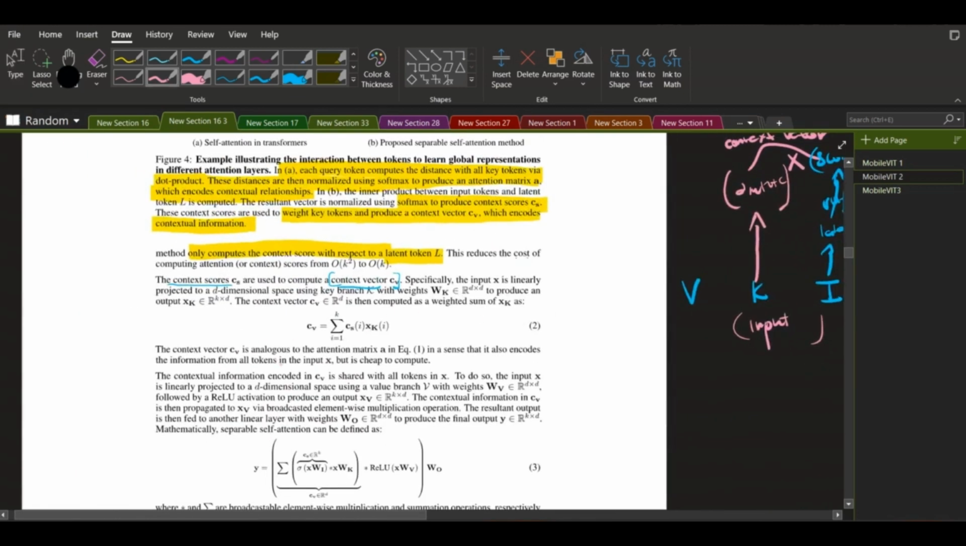So let me just go back and zoom out. Then they state that the contextual information encoded in CV is shared with all the tokens in X. To do so, the input X is linearly projected to d-dimensional space using the value branch with weights, followed by ReLU activation. So the context information in CV is projected via V. Here they say V is also going to get multiplied with the context vector, and the resultant output is fed to the output linear layer.